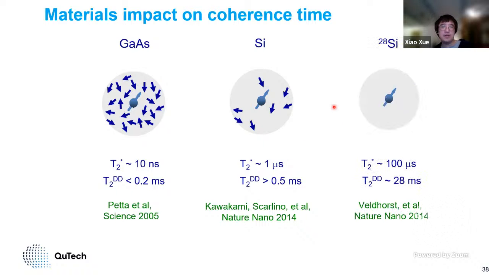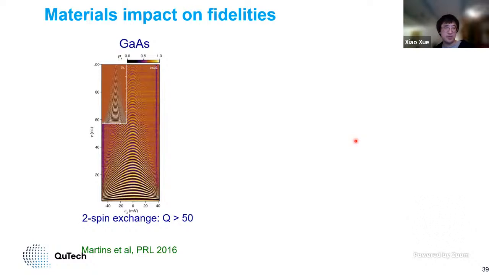And since very recent years, we all moved to isotopically purified silicon. We refer to it as silicon 28. Basically, we took out most of the 29 silicon, but kept mostly 28 silicon, which has 0 nuclear spin. And we actually can improve the coherence time by another 2 orders of magnitude. And you can see how big a difference it is. So consequentially, the material has an impact on gate fidelities.